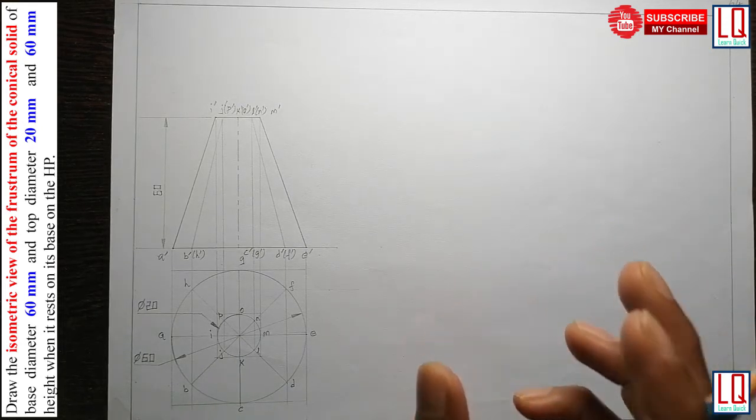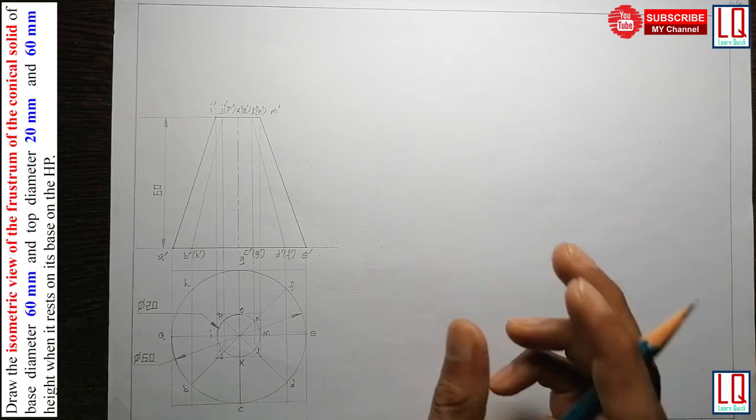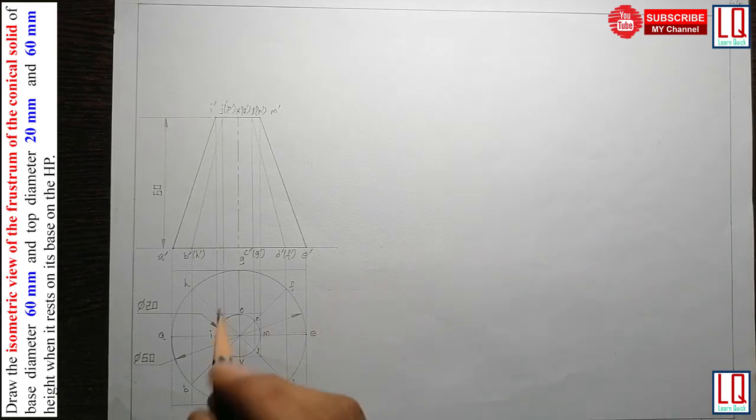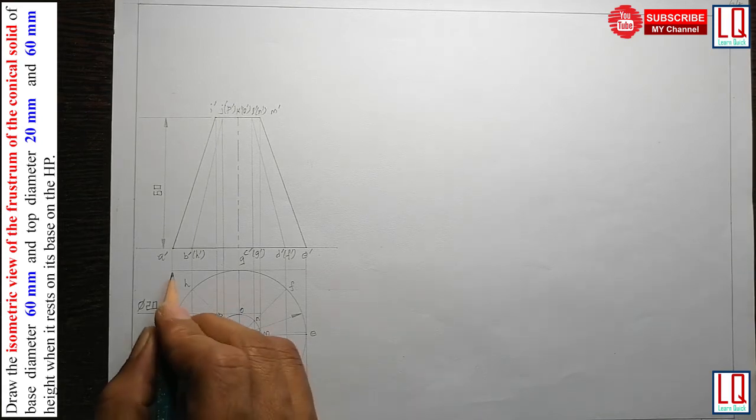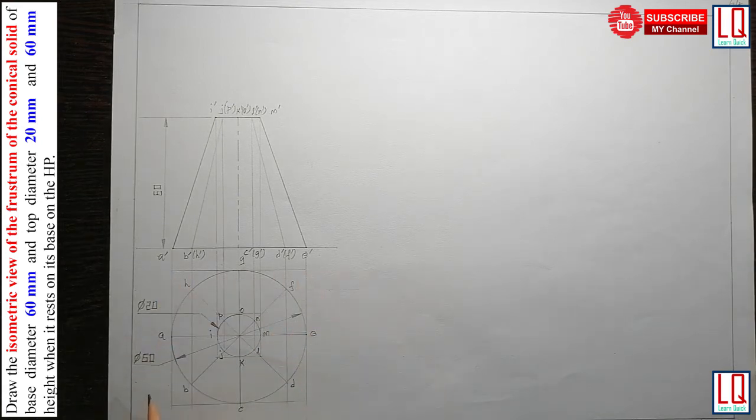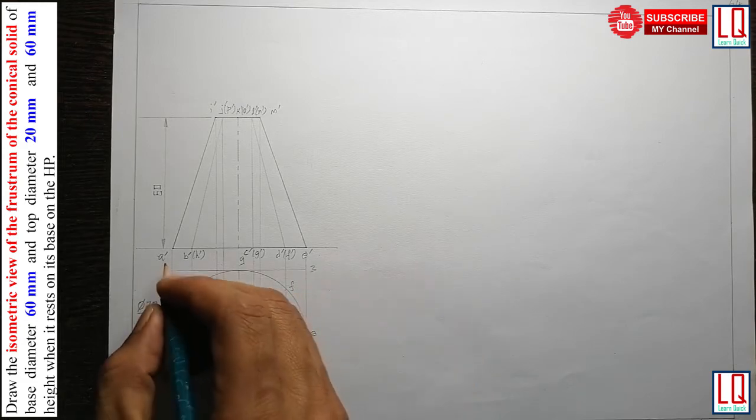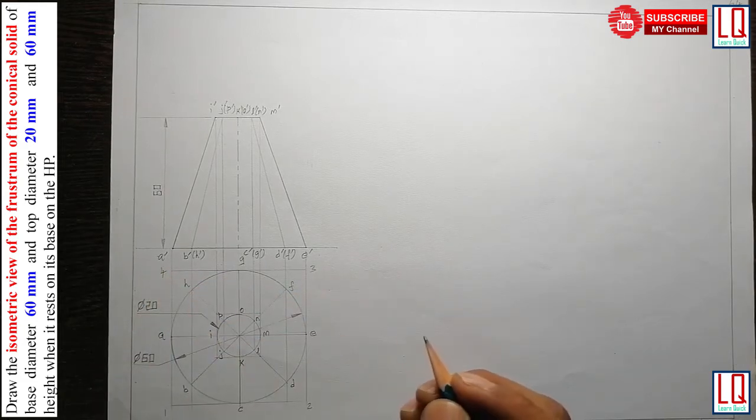Now, before drawing the isometric view of this conical solid, I need to enclose the top view of the conical solid with a box. So already I have drawn 4 lines enclosing this cone. I just need to name the 4 corners of this box. I will start with 1 and go in the anti-clockwise direction: 2, 3 and 4.